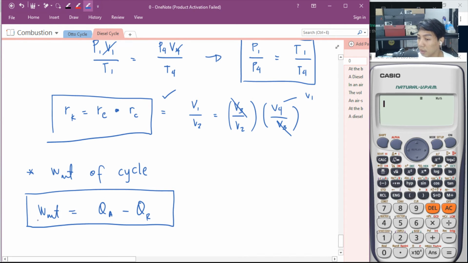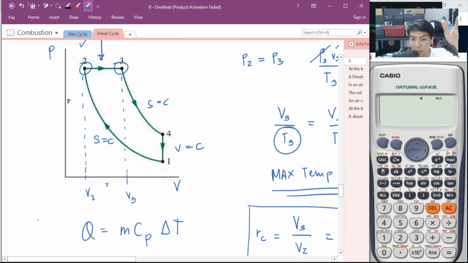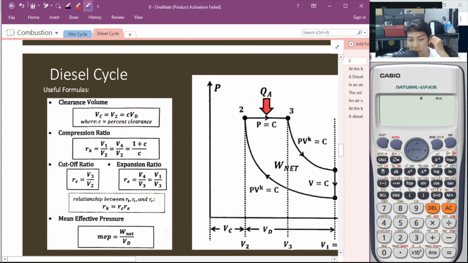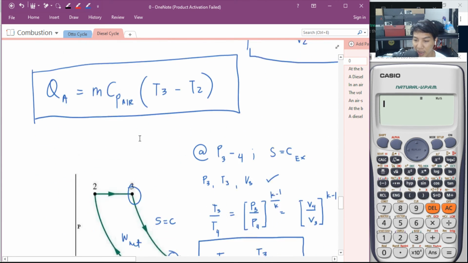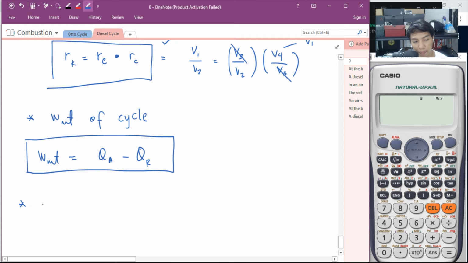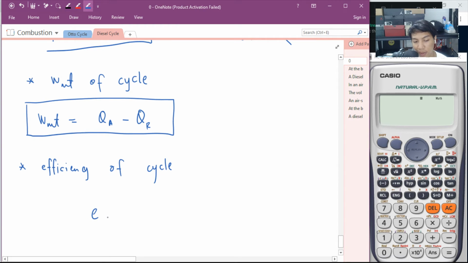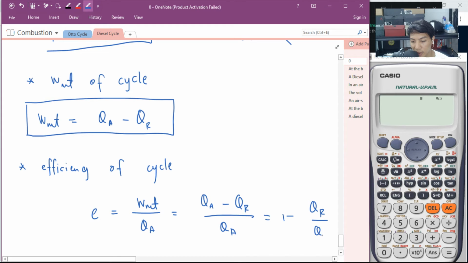Now, since this is a cycle, kukunin natin yung kanyang buong efficiency. Lahat naman ng heat cycle or combustion cycle, ang basis niya kasi is the efficiency of the cycle is always equal to the net work produced divided by the total heat added by the fuel, QA. Ang work net natin is QA minus QR over QA. Pwede pa nating extract yan, 1 minus QR over QA. Yan lang po yung ating efficiency.